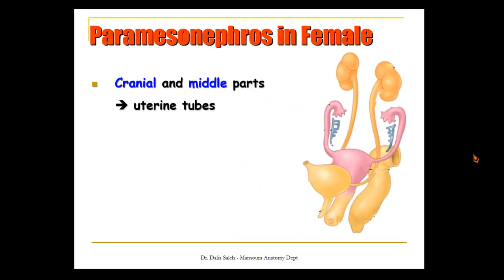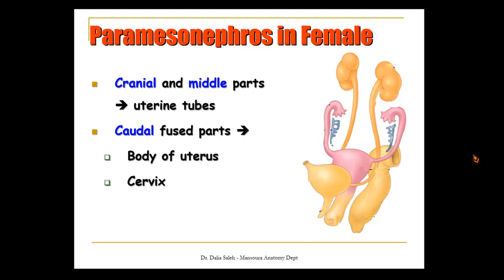So the cranial and the middle parts of the paramesonephric ducts will give the uterine tubes, while the caudal parts of the paramesonephric ducts that fused in the midline will give us the body of the uterus, the cervix, and the upper third of the vagina.